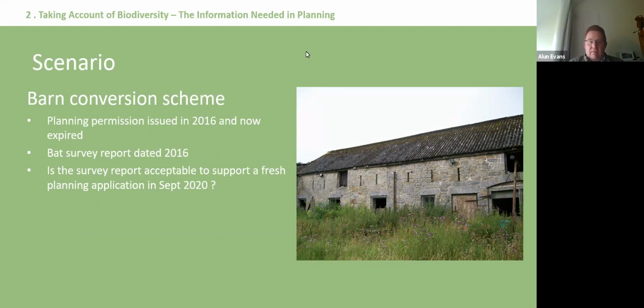So, most people here, 97%, say that the report wouldn't be acceptable in this situation. Obviously, the use of a barn by bats can vary enormously, even within a year, between summer and winter. Over a 3-year period, things can change. Roosts do come and go. And also, other species can use barns in the intervening period. A barn owl could suddenly use it as a nesting site, so it's quite useful to get up-to-date information.